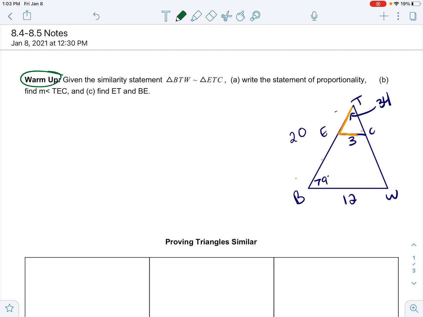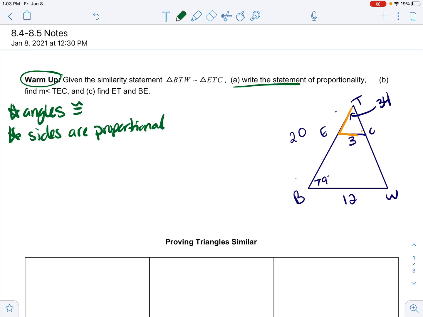So what do we know about similar triangles or similar figures? We know that the angles are congruent, and we know that the sides are proportional. All right, so let's go through this. The first thing I want you to do is write the statement of proportionality. So for part A, you can go by the figure, but I think it's easier to go based off of the similarity statement.